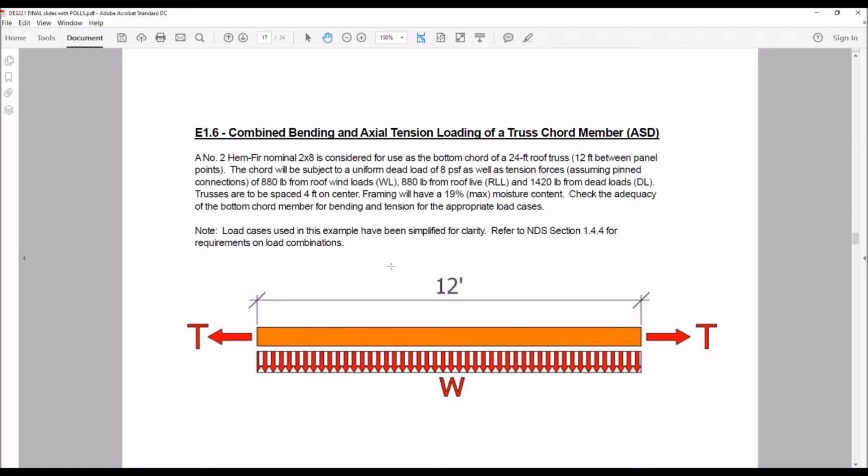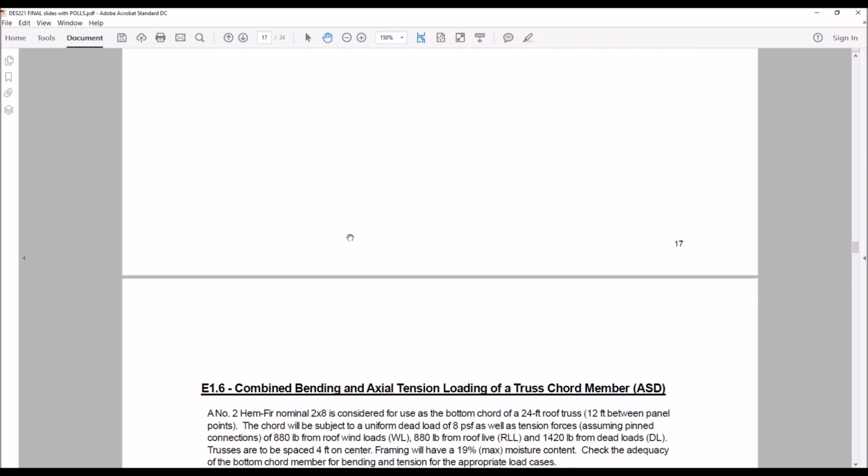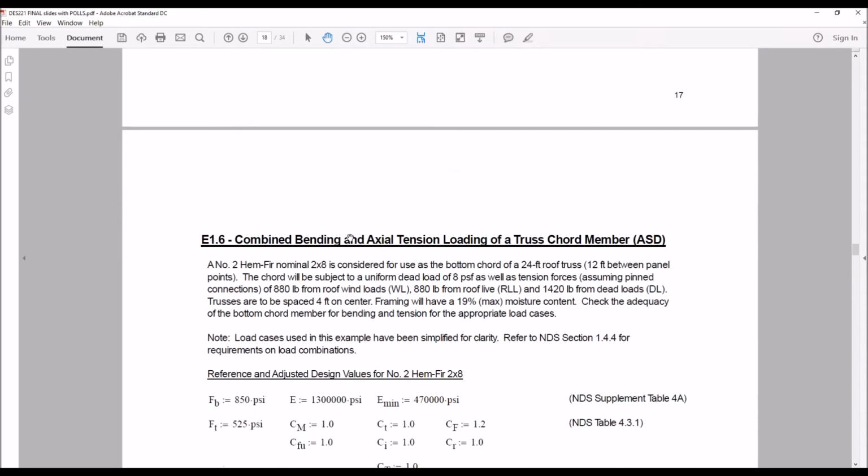So what we want to do is check the adequacy of the bottom chord for bending and tension, checking multiple load cases. So this is an example where we are going to check a few different load combinations, but again, there's a lot of load combinations in ASCE 7, and if I went through all of them, you guys probably would be here for a lot longer than 90 minutes. So we're only going to check 3, but I think that these will be illustrative of the various points we wanted to make.